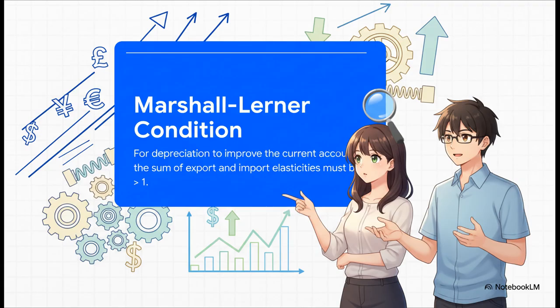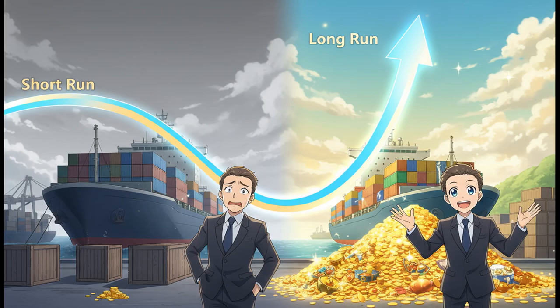It just says that for a weaker currency to actually help your trade balance, people have to be sensitive to price changes. They actually have to buy more of your now cheaper exports and fewer of those now pricier imports. And here's what that looks like in action. It's a bit of a roller coaster.